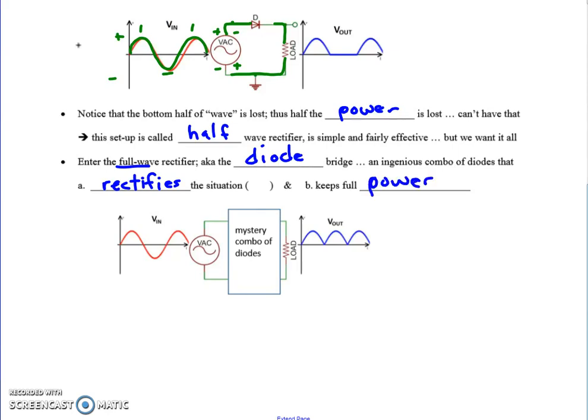So what does the output look like? We have input of AC where we have positive and negative. We go into a mysterious combo of diodes, and I don't reveal it yet because we wanted to explore first. But our output through the load looks like this, where we have only positive current, and since it's always positive, that means it's in one direction. It just goes from peak to peak to zero without any gaps between it.